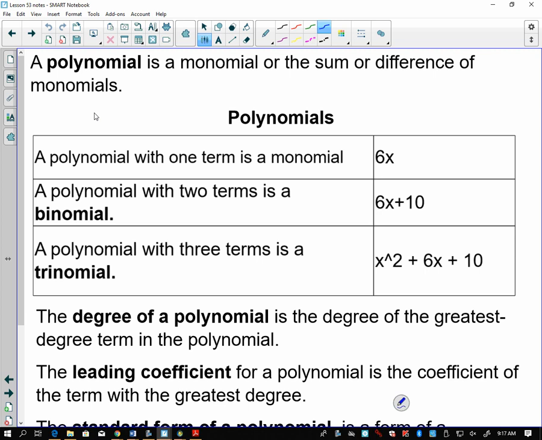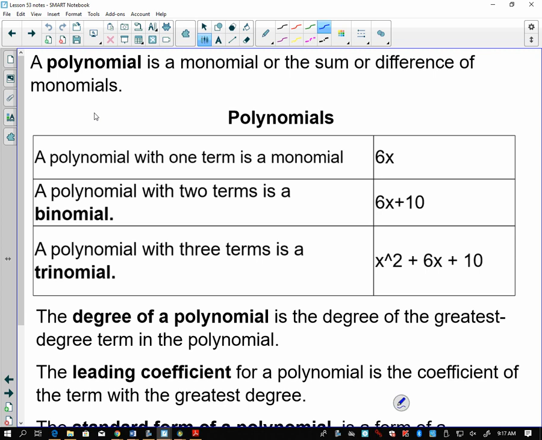A polynomial with three terms is a trinomial. Okay, we're beginning to see some of this. A quadratic equation is an example of a trinomial. So the degree of a polynomial is the degree of the greatest term in the polynomial. For instance, in the trinomial that we see here, the degree is 2 because the variable with the greatest exponent is x. It has an exponent of 2.